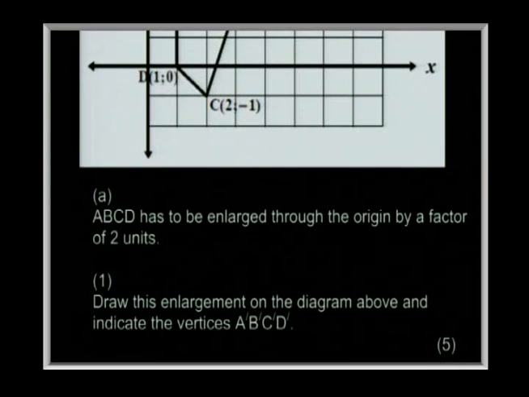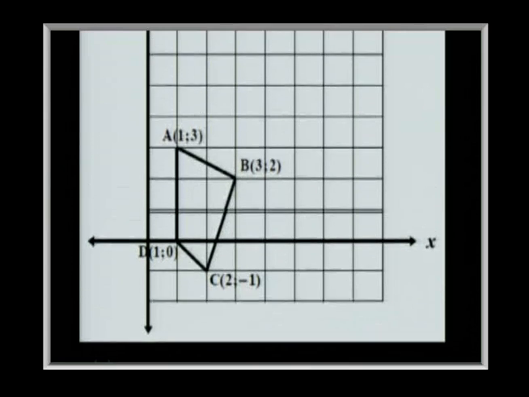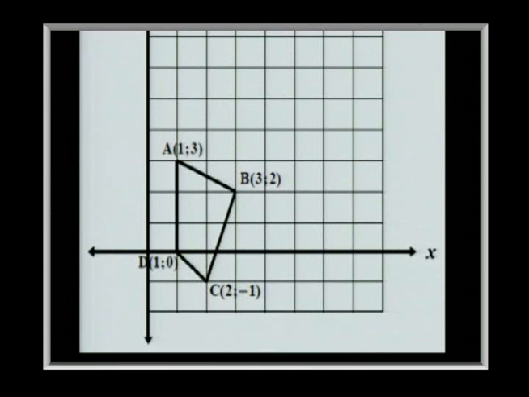Now guys, remember, enlargement is not a rigid transformation. What do I mean by that? All of our other transformations, we're just reflecting and taking the same shape and putting it in a different position. Enlargement, however, changes the area of our figure, although the basic properties still remain the same. Now the question says, draw this enlargement on the diagram above and indicate the vertices A prime, B prime, C prime, D prime. Right, now before we can draw them, we need to know what to do.